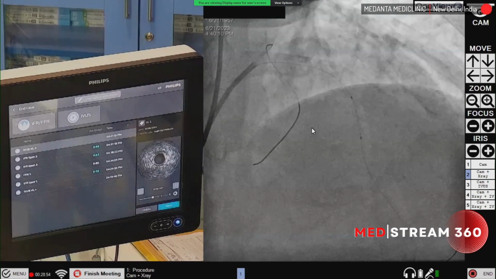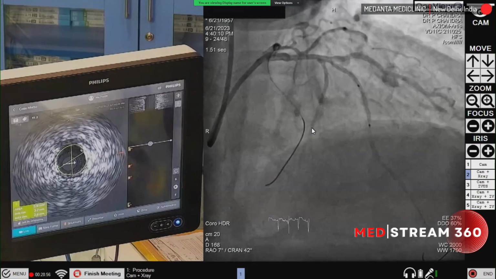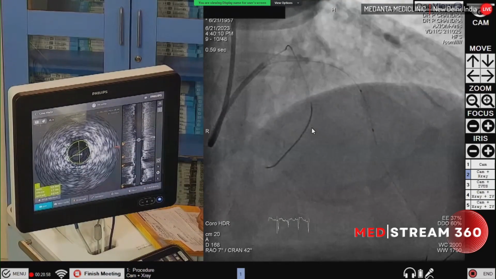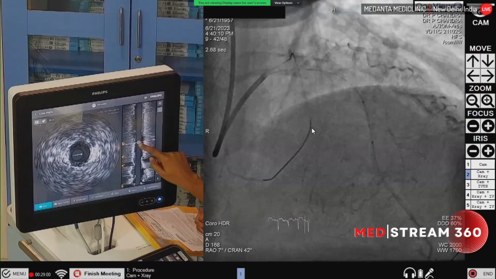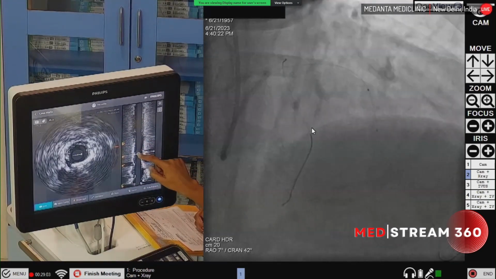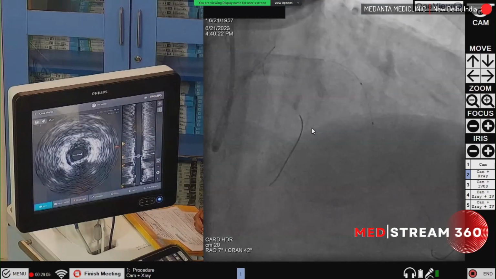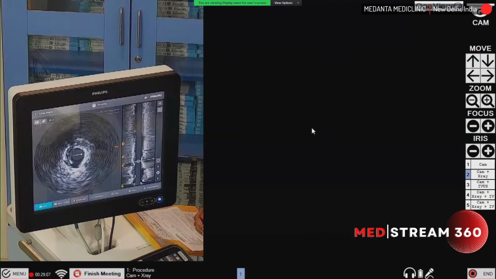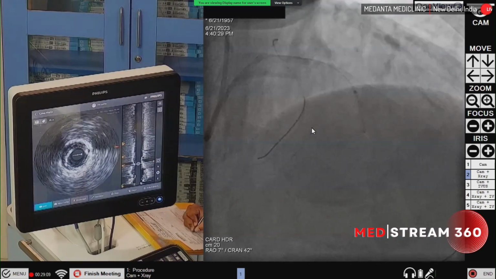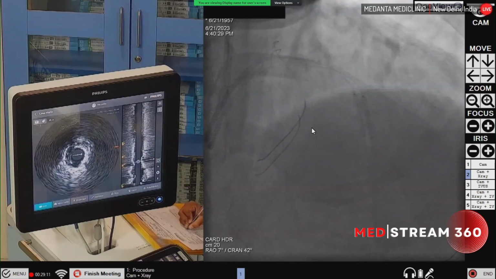So here it looks okay. The position of this balloon is okay. Yeah. Okay, this is a BMW wire. Go up. BMW wire in the LAD and the FFR wire in the diagonal. Go up. 2, 4, 6, 8, 10, 12, 12.